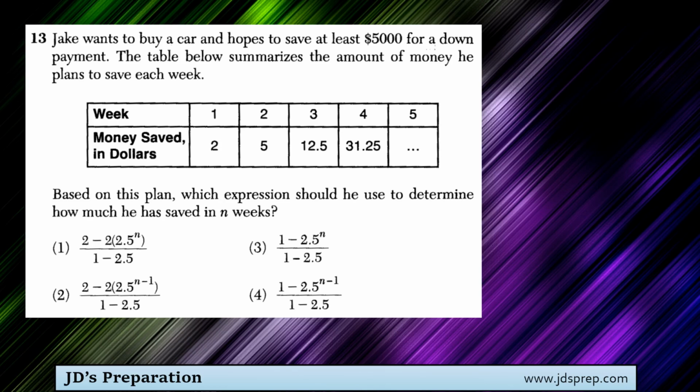In this scenario, we're given a pattern where each week that moves on, Jake is saving more and more money. The important thing to realize when you're looking at this pattern is that this is an example of a geometric series. And I know it's not arithmetic because it's not increasing at a constant rate through addition. In fact, there's actually a common ratio.